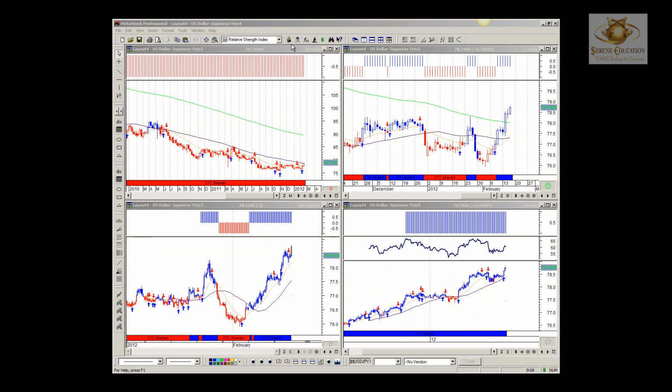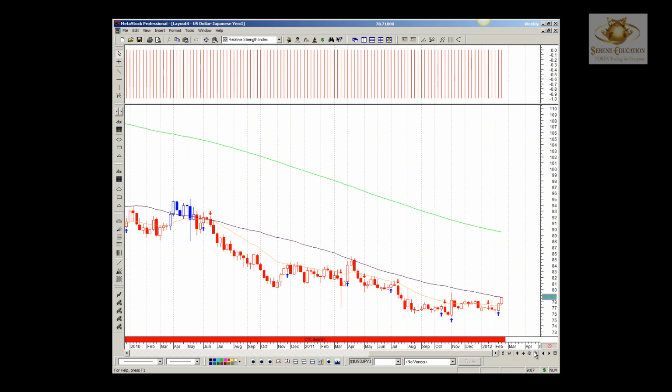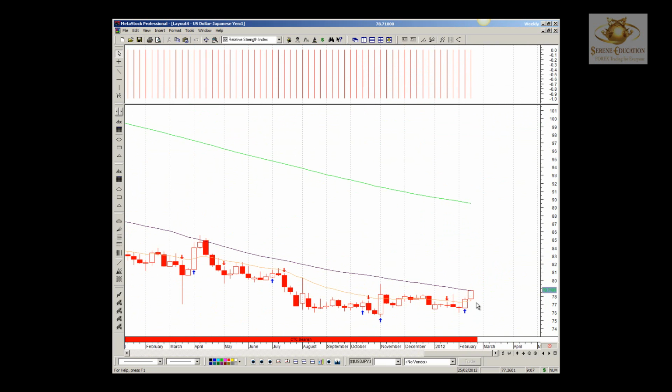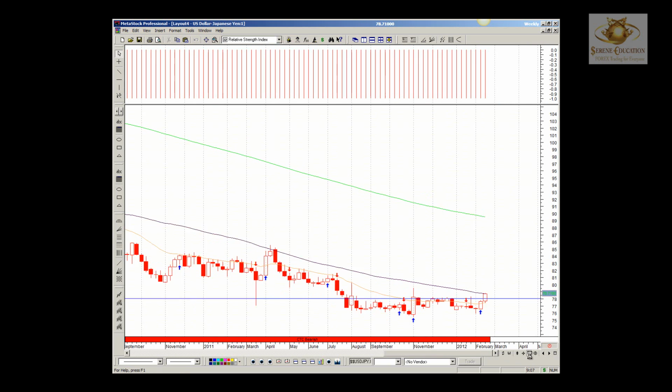Last pair of the day is US dollar Japanese yen. Look at that, two very engulfing candles, a lot of momentum on this pair, really firing higher than 78.00 as prior resistance levels on the weekly, trading right into the institution moving average, the 50 period moving average on the weekly. CTC remains negative across the board on the weekly.